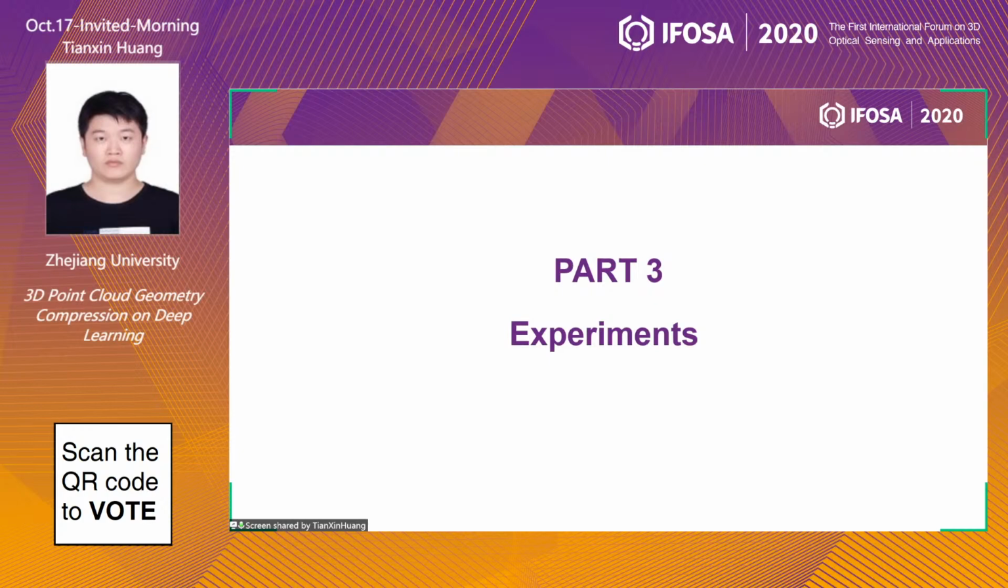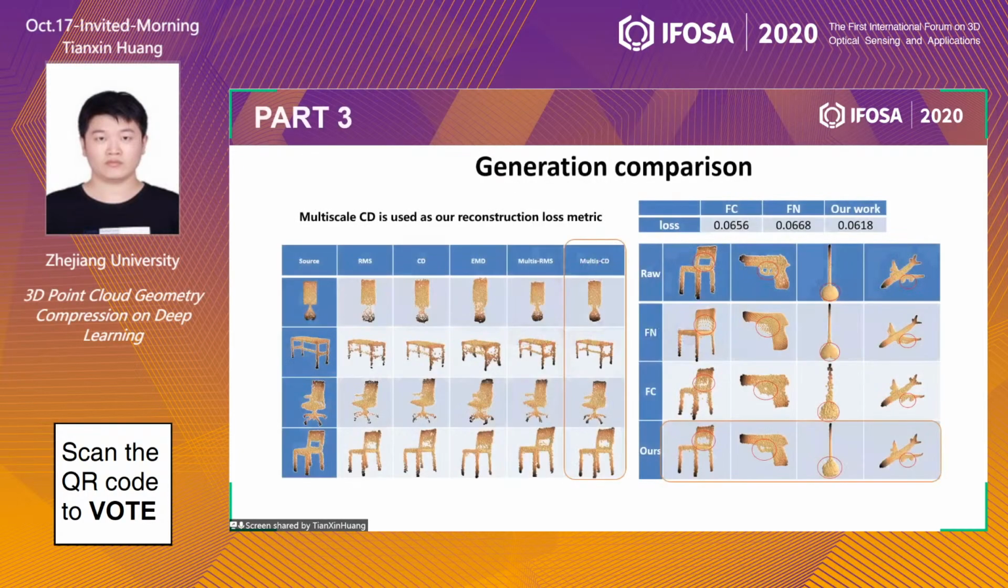And the next is our experiment. To compare the generation ability visually, we choose a few models from the dataset to evaluate our work. FoldingNet and the fully connected network are the most common point cloud representation learning networks. And the result of our work is shown in the red table. Fragile shapes are highlighted with red circles in the picture.